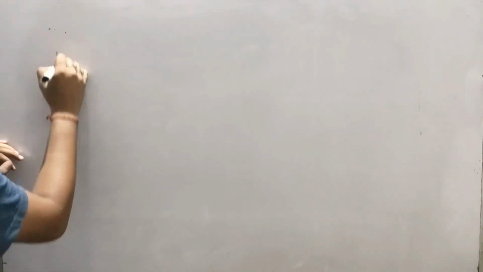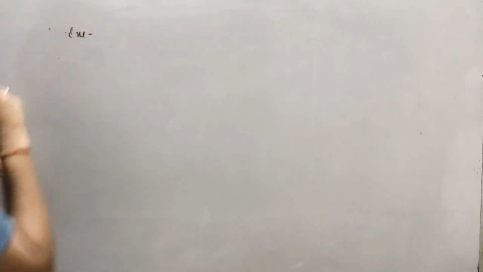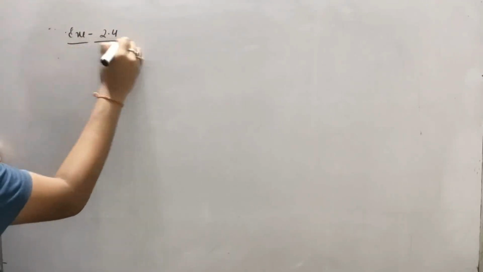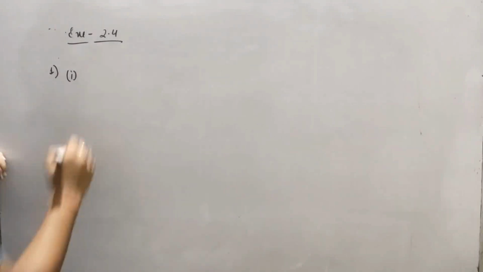The exercise is very simple. Let us see one question. Exercise 2.4. The first question: minus 1 plus i. Determine the amplitude of each of the following complex numbers. We have to find the amplitude. So exercise 2.4, question number 1. What is given? Minus 1 plus i. Solution.